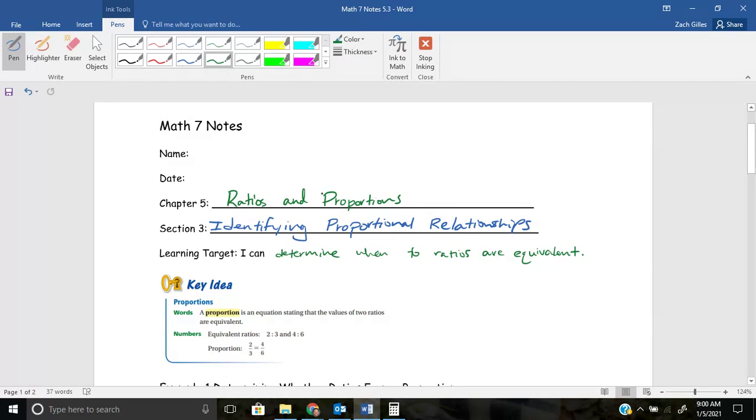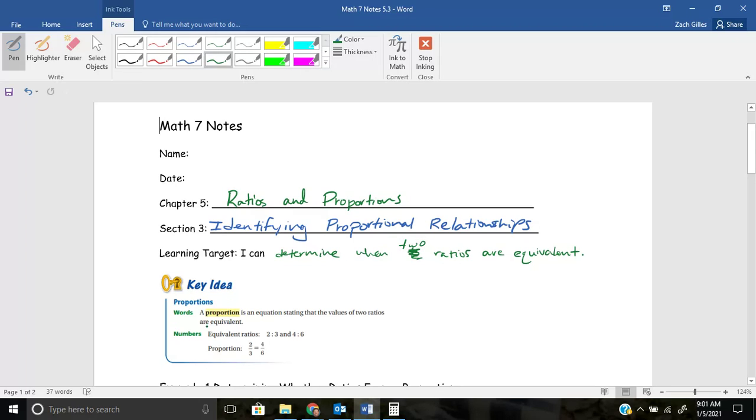Okay, chapter 5 is still on ratios and proportions, and our learning target today is I can determine when two ratios are equivalent. And I just noticed I spelled two wrong. T-W-O, Mr. Gillis.